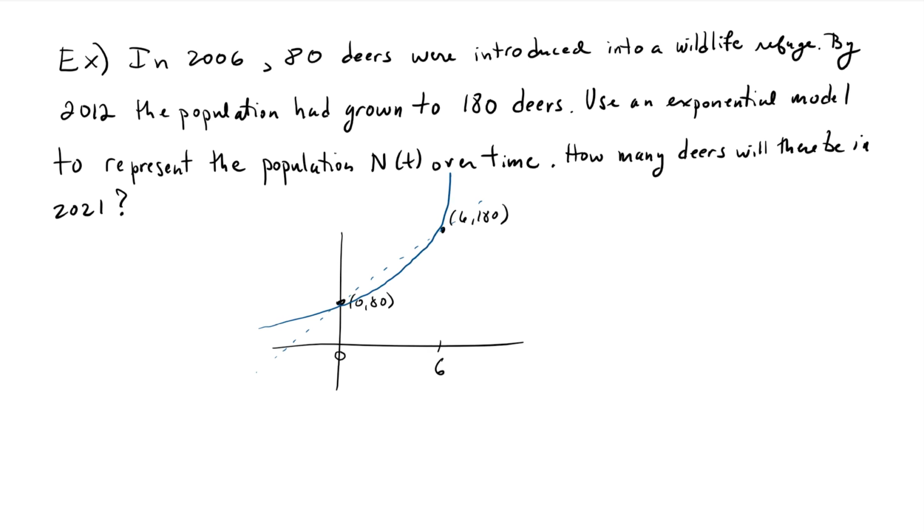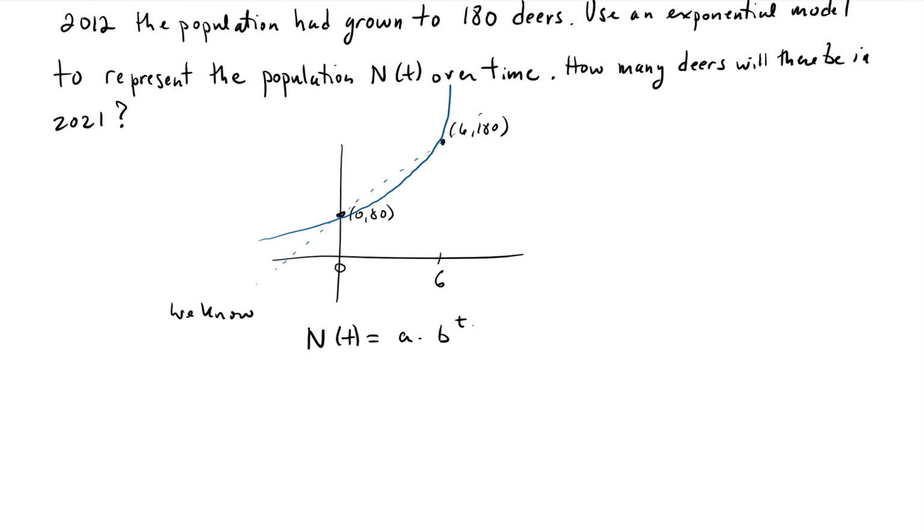So here we know that if it's an exponential model, N of t is going to be a times b to the t. This is what an exponential function is like. So we don't know what a and b are. So the idea is to try to recover those values using the 2 points given. Okay, so now let me throw in the first point. 0, 80 means that N is 80 when t is 0. And for the other one, I've got N is 180 when t is 6.